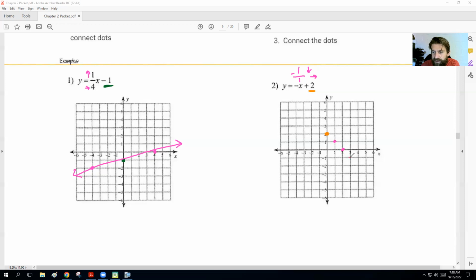You can keep going all the way across if you wanted to just follow the pattern. I like to do that. It makes my lines a little bit straighter. And you can go the opposite direction to keep the pattern all going through. All right. Do your best job connecting the dots. And there's the line.